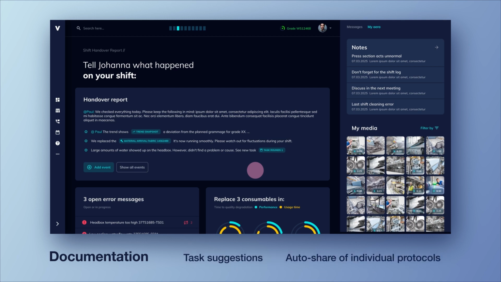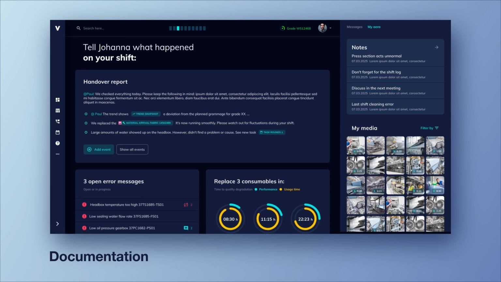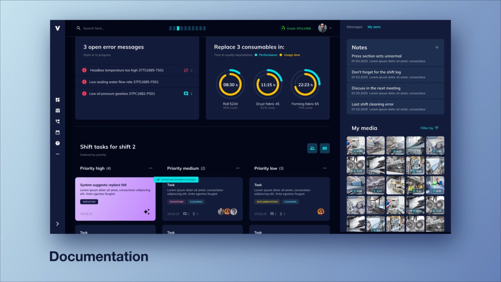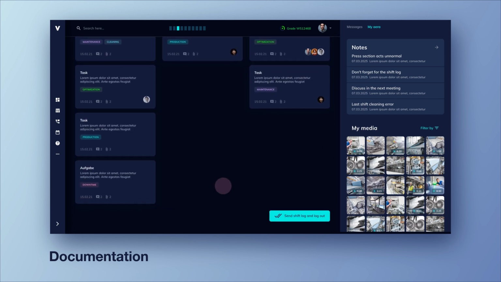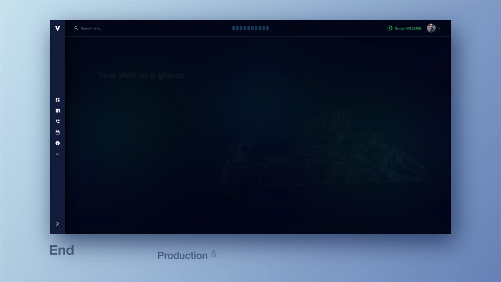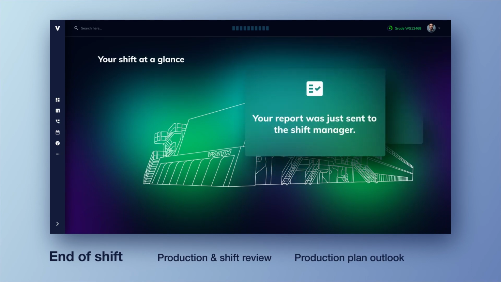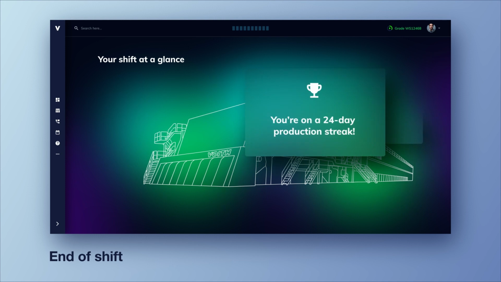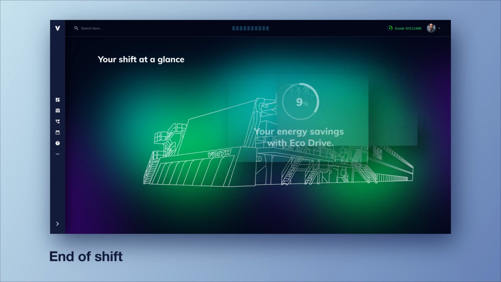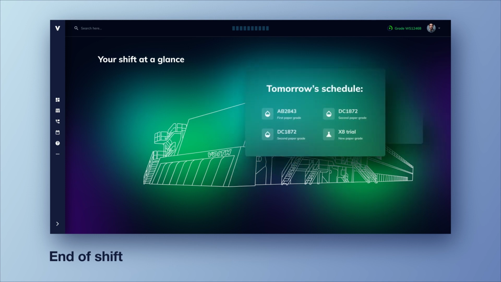Whatever the task, the interface provides well-timed and precise impulses that guide the operator and improve their decision-making. An overview of the digital shift's output provides valuable feedback. Additional learning content helps the operator to gradually increase their process understanding even further and ultimately drive business outcomes.